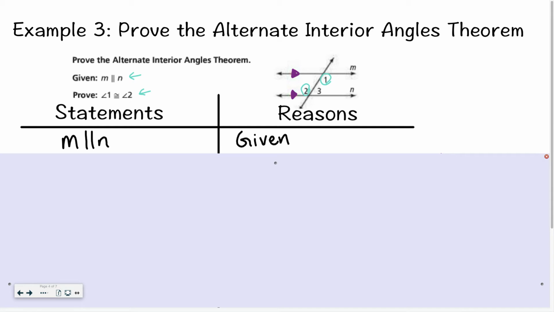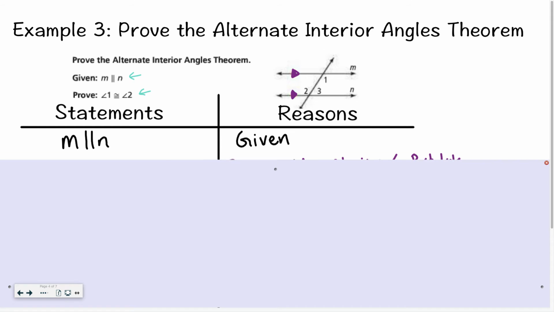So we start with the given information. And if I look at the picture, I see that I have angle 3 in there as well. And that's not listed in the proof or the given, but I'm going to use it to try to prove that angle 1 is congruent to angle 2. So if I look at angle 1 and angle 3, I notice that they're both on the same side of the transversal, and they're both inside the parallel lines. So they're same side interior angles.